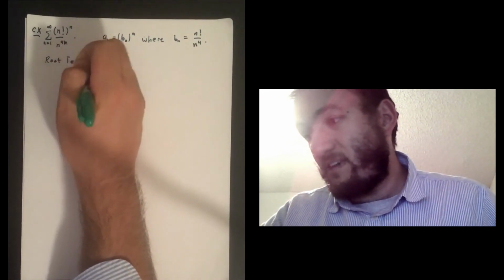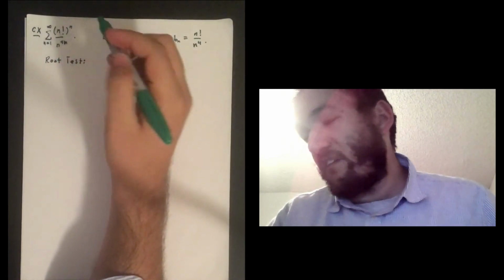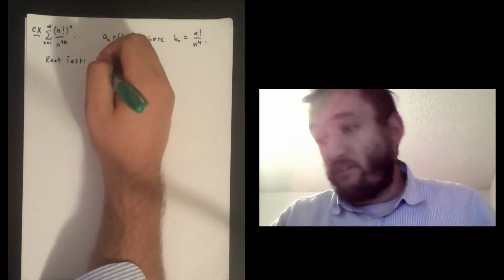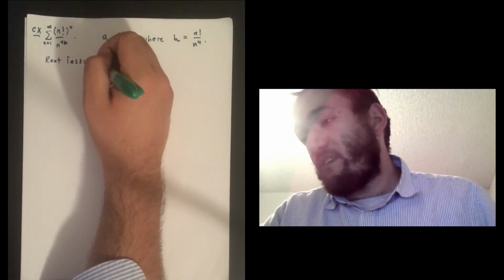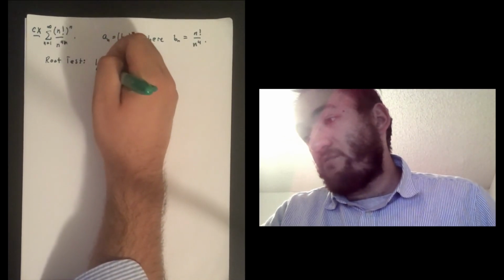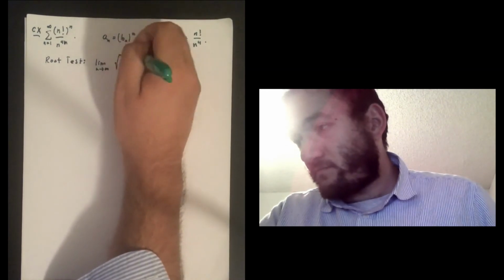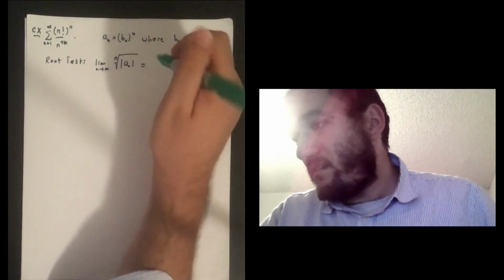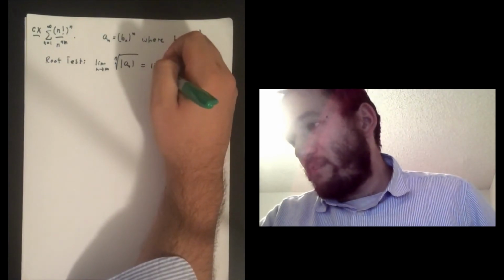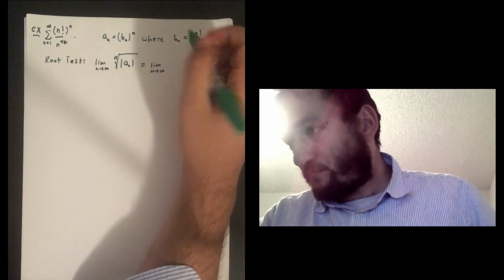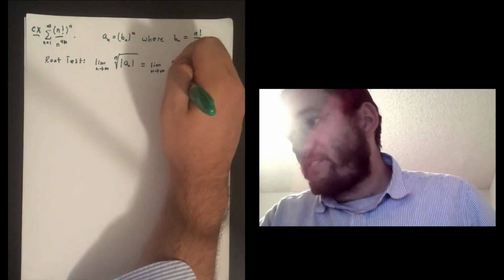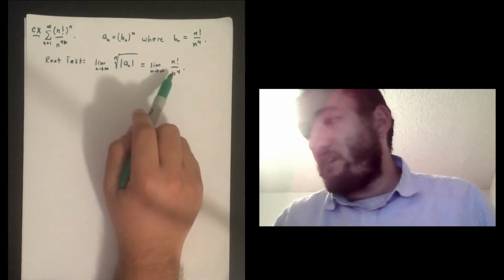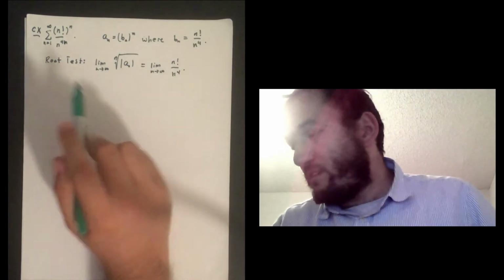Okay, this says take the nth root of the absolute value of your terms and take the limit as n goes to infinity. Nth root of the absolute value of a_n. Here, this is the limit as n goes to infinity of n factorial over n to the 4th. Okay, so this is a more reasonable limit for me to compute.